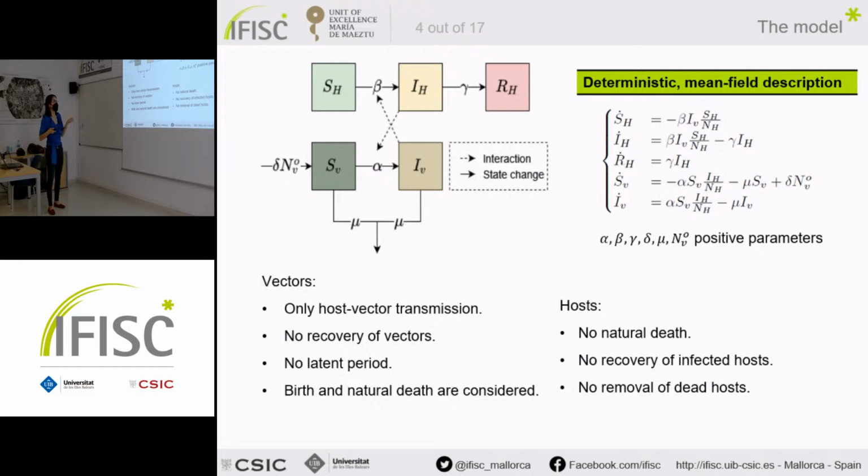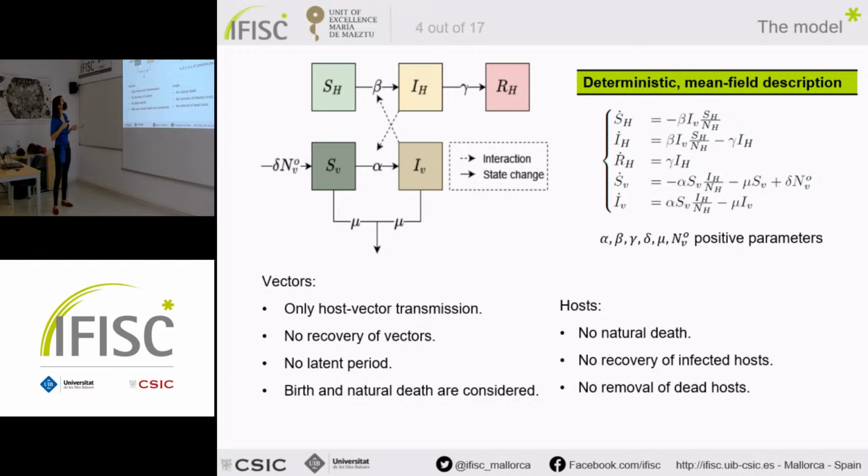We don't consider natural recovery, and we consider that the trees are not removed from the field, which is what usually happens in Majorca. As for the vectors, we have susceptible vectors that become infected vectors at rate alpha when interacting with hosts. This is the only way vectors can get infected. We also include the death rate of vectors because of the time scales, and we consider that it's the same for susceptible and infected because we consider that the presence of the pathogen is not lethal for the vector.